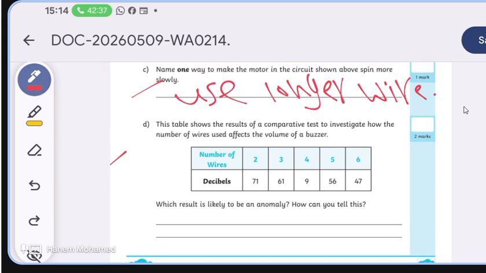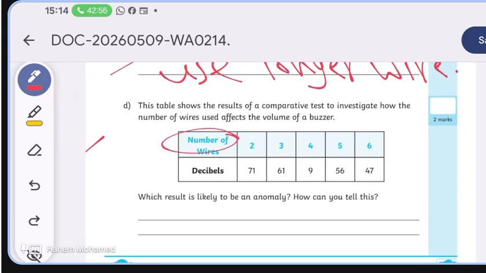Okay, Zain. The table shows the result of a comparative test to investigate how the number of wires used affects the volume of a buzzer. The number of wires here, we have 2 wires. So this is between what and what? The number of wires used affects the volume of the buzzer. Volume means the sound is high or low. That's why he wrote decibels, because decibel is the unit of sound, louder or lower. So if I use 2 wires, the sound will be 71.